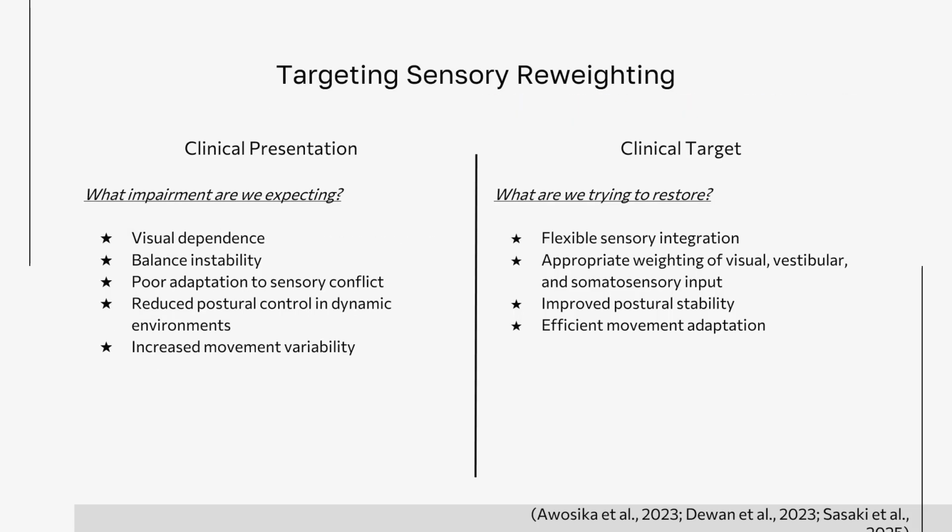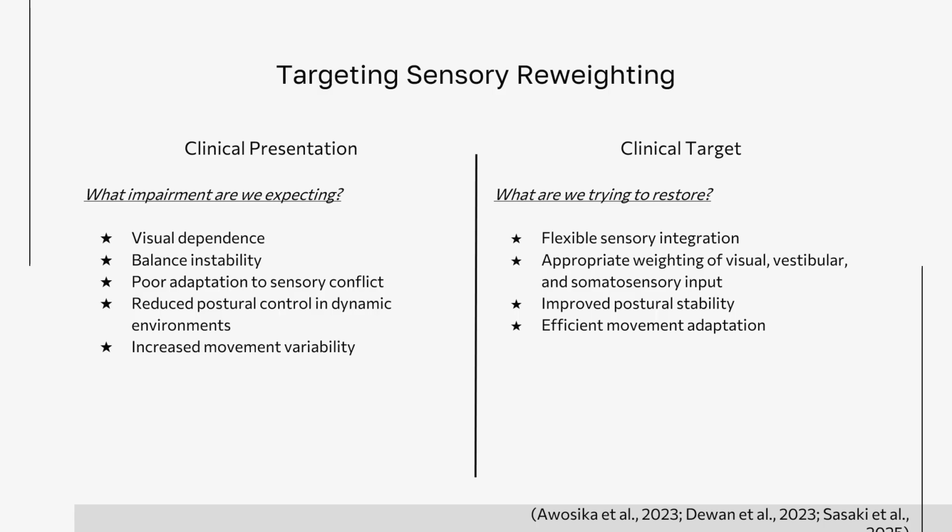When we're looking for impairments in sensory reweighting, what we expect to see is rigid dependence on a preferred sensory input, which typically we see is visual dependence. General instability, increased fall risk, poor adaptation to sensory conflict. So when things start to come in at a high rate or things are confusing, you could see freezing, you can see a fall, or you can just see extremely slowed movement, and that's when you really see the visual dependency. They'll start watching their feet, they'll start watching their hands because the adaptation is so low.